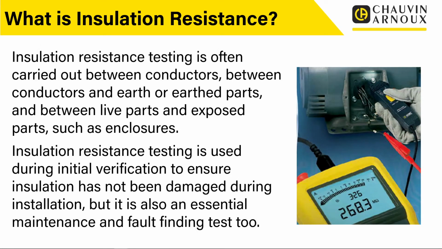Insulation resistance testing is often carried out between conductors and earth, or earth parts, and between live parts and exposed parts, such as enclosures. Insulation resistance testing is used during initial verification to ensure insulation has not been damaged during installation, but it's also an essential maintenance and fault finding test too.